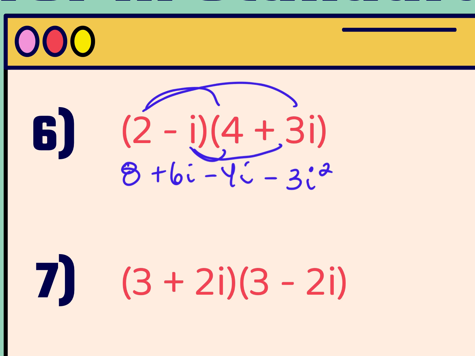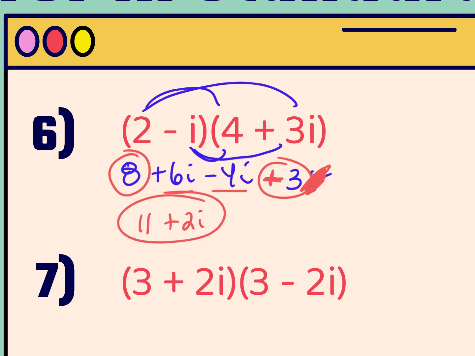What does i squared represent? It represents negative 1, right? That's what the value is. So if I have a negative 3 times a negative 1, what does that become? Positive 3. That's why I say get into the habit of, when you see i squared, and I'm going to say this a million times today, as soon as I see i squared, I go, uh-oh, I cross it off, and I change the sign. Now it becomes real, so you can add real with real. What's 8 plus 3? 11. And then what's 6i minus 4i? Plus 2i. There you go. That will happen every single time we FOIL.